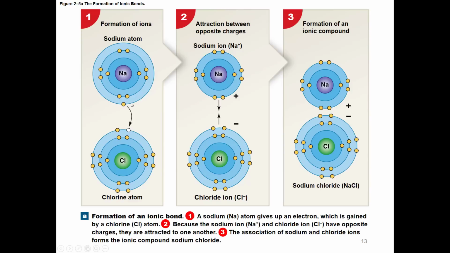If we have an outer shell that has 8 in it, then the atom becomes stable. So let's look down at the second shell of sodium, second down. And in this one, there are 8 electrons.